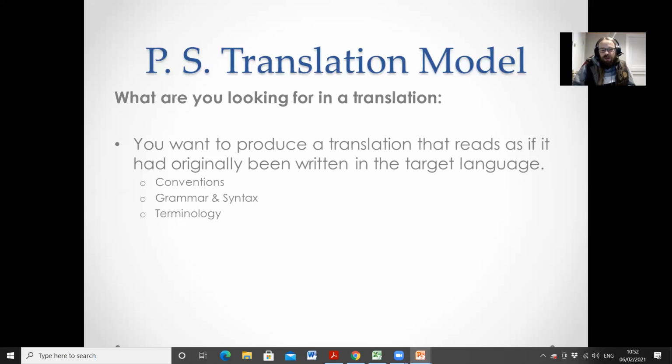So, in order to do this, you have to think about a few different things, like conventions of the target language. We'll talk more about these in a minute. Grammar and syntax. We were talking earlier about how English is a very flexible language, but some other languages aren't. In some languages the verb always comes at the end, or the direct object is always before the indirect object, or you always need an explicit subject, some sort of personal pronoun or a name. In some languages we don't.